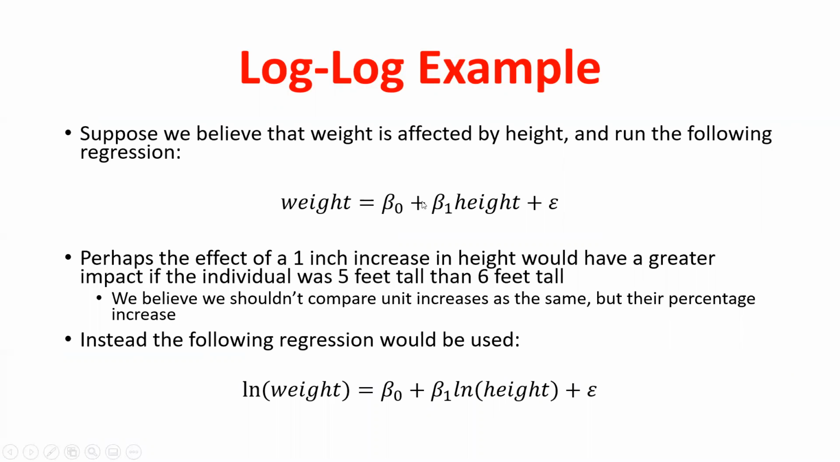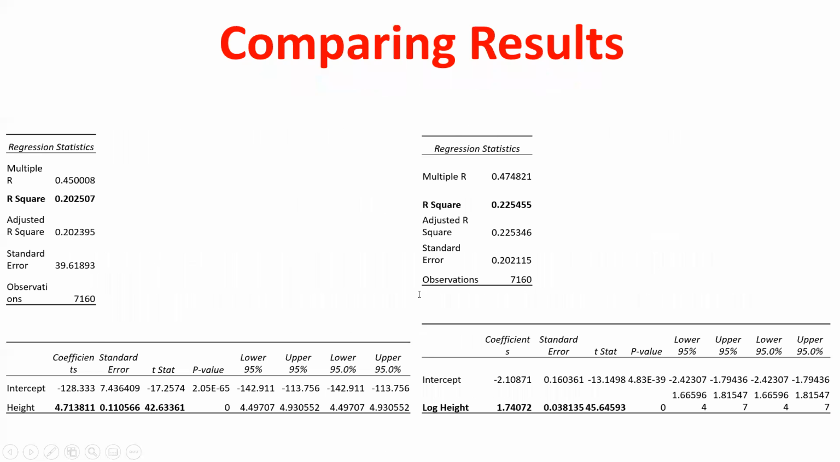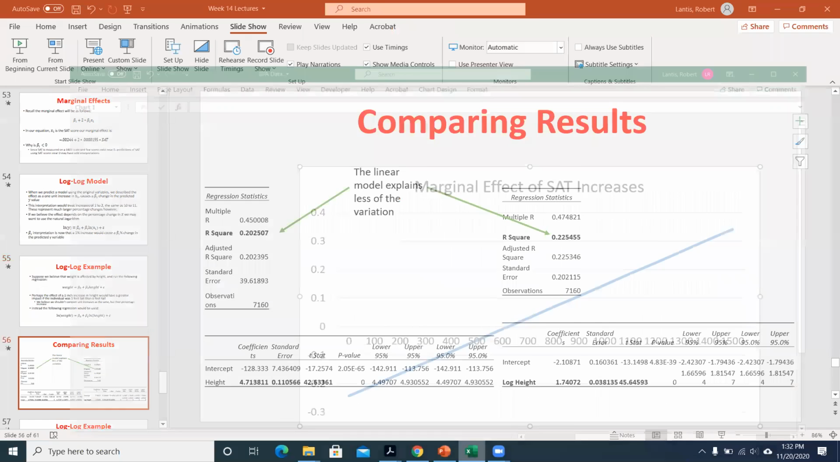So if I'm trying to predict weight using height, I might think that maybe 1 inch isn't as good of a measure, because the percent change in your height might affect weight more, right? If I go from 5 foot to 5'1", maybe that's different than going from 7 foot to 7'1" in terms of predicting weight. So I take the natural log of both those variables and then I run my regression, right? So what would this look like in practice?